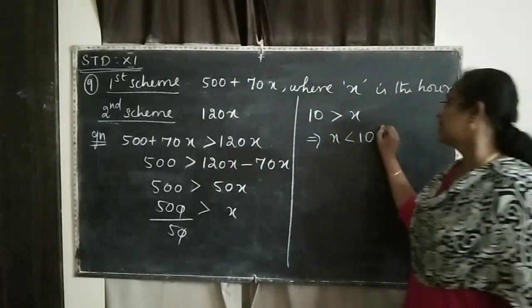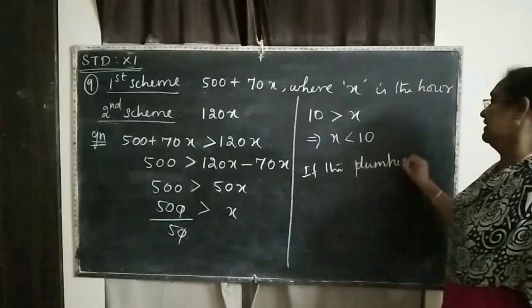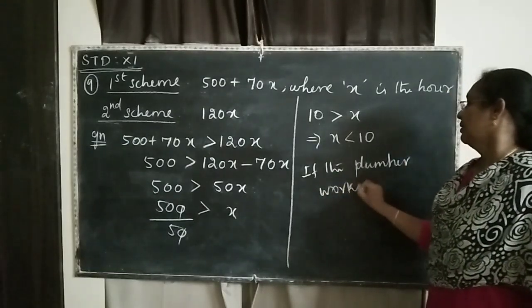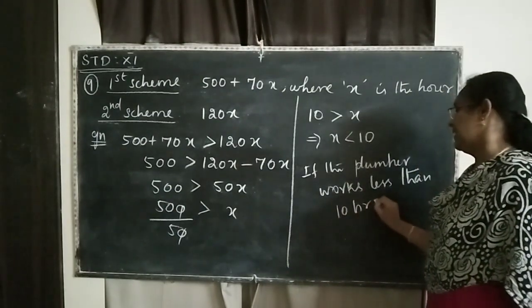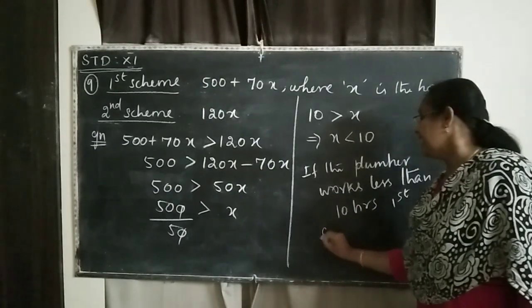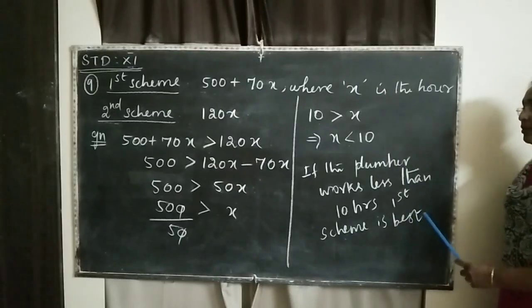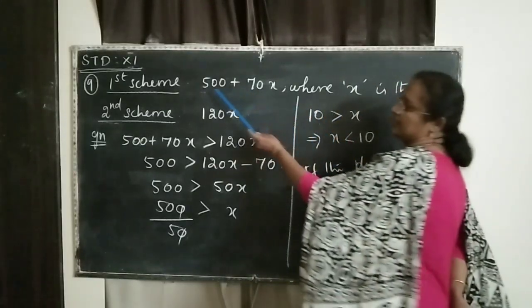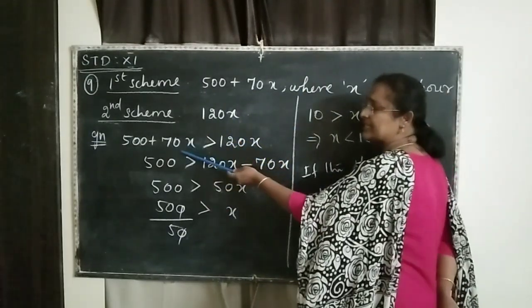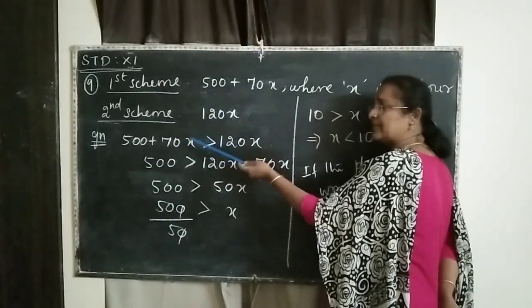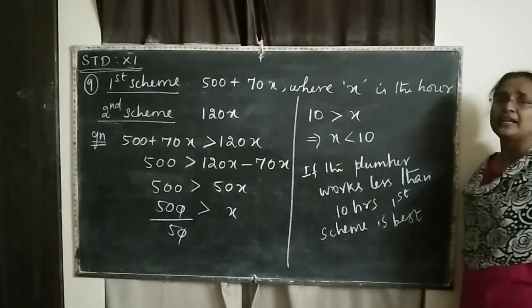Is it clear? Okay, so if the plumber works less than 10 hours, first scheme will be the best scheme. Is it clear for you? So now we have discussed the first scheme and the second scheme, and already they have given the first scheme. In order to get the first scheme to be the better wage, how many hours is this plumber going to work? Is it clear, students?